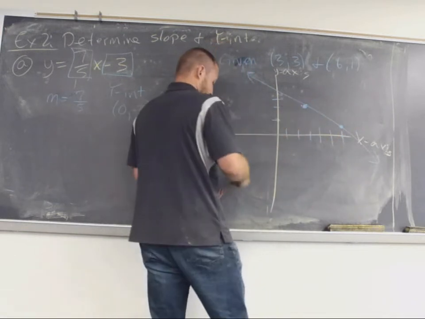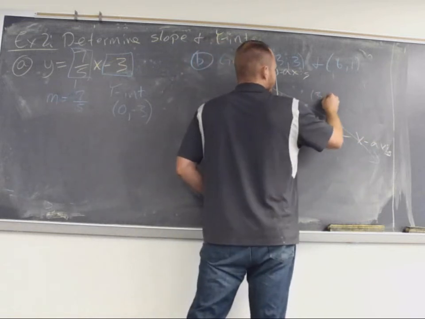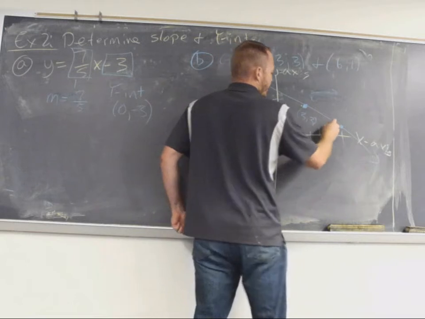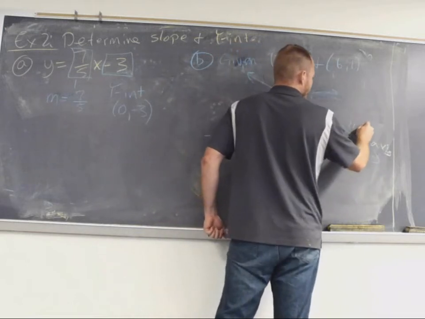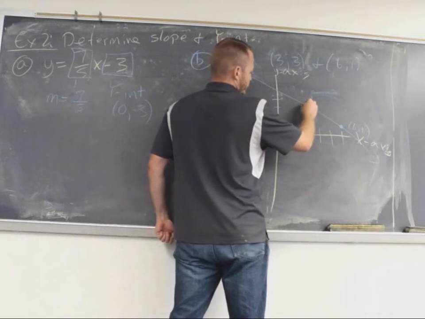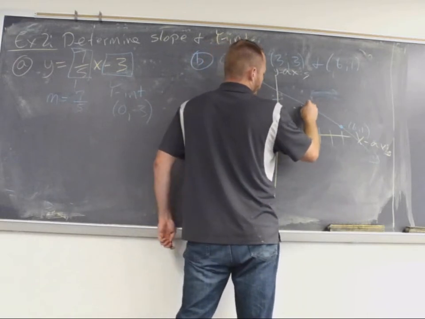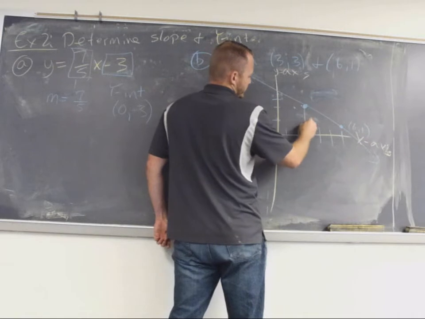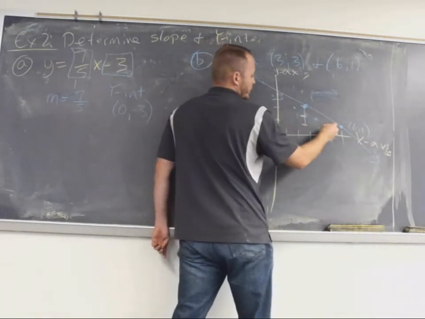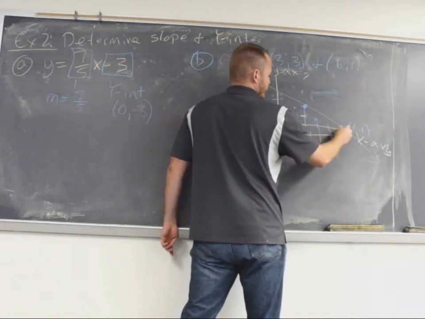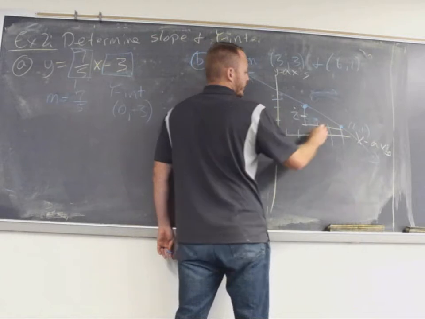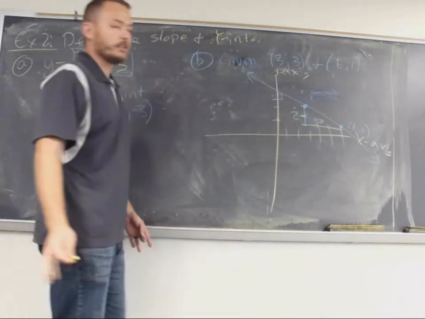I'm going to write the points here: (3, 3) and (6, 1). So I'm going to count down 1, 2, and that gets me in line here, and then I go over 1, 2, 3. And so now that tells me that I'm going down 2 and right 3. There's my slope.